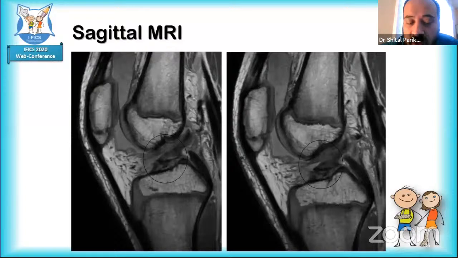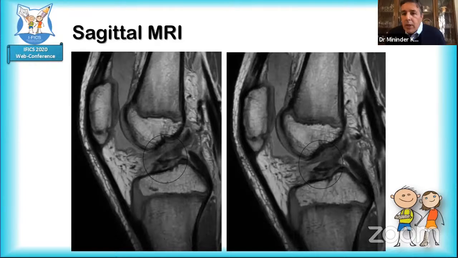Would you try to fix this with sutures, or would you try to do an ACL reconstruction for these fractures with a very small piece? Yeah, I think this can be a home run with fixing it with sutures.